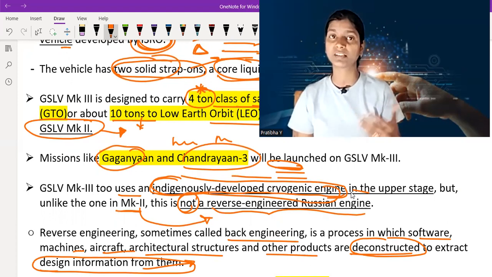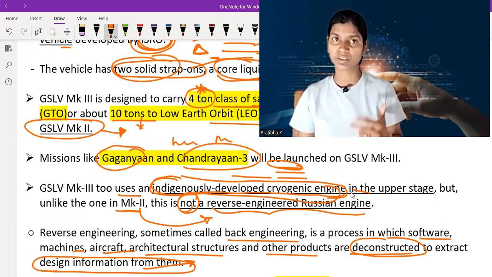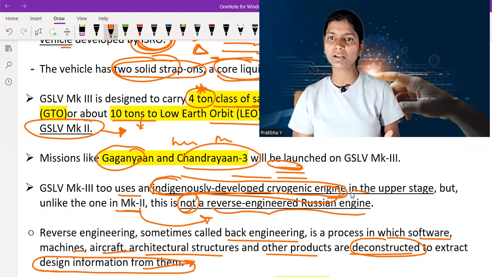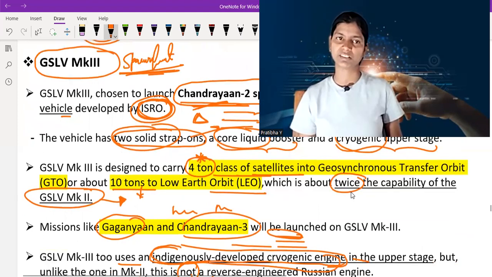We use the Russian engine in GSLV MkII by a reverse engineering process, but in MkIII we indigenously develop the engine. So this is the main difference between MkII and MkIII, and also in terms of payload. GSLV MkIII is 2 times more efficient, or you can say 2 times more capable, than GSLV MkII.